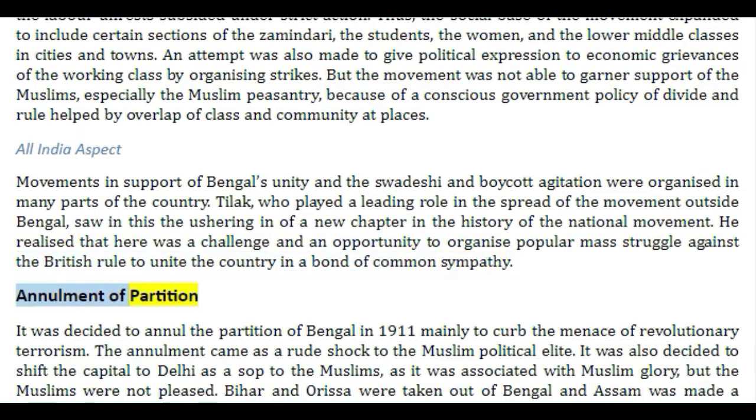Annulment of partition. It was decided to annul the partition of Bengal in 1911 mainly to curb the menace of revolutionary terrorism. The annulment came as a rude shock to the Muslim political elite. It was also decided to shift the capital to Delhi as a sop to the Muslims, as it was associated with Muslim glory, but the Muslims were not pleased. Bihar and Orissa were taken out of Bengal and Assam was made a separate province.